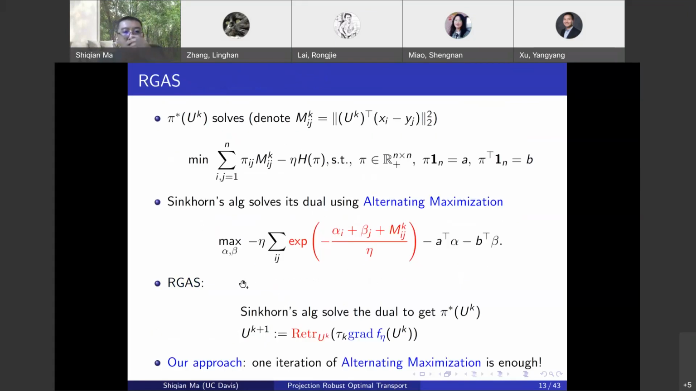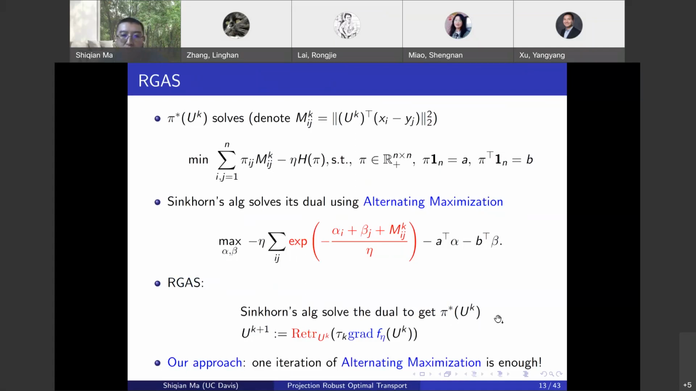All right. So then let's summarize this Rgas algorithm, right? Every iteration we need to use the Riemannian gradient ascent to update the UK. And in order to compute this Riemannian gradient, we need to solve the entropy regularized optimal transport problem. And then we use the synchronous algorithm to solve the dual, and from the optimal solution of the dual problem, we can recover the optimal primal solution, the pi star.